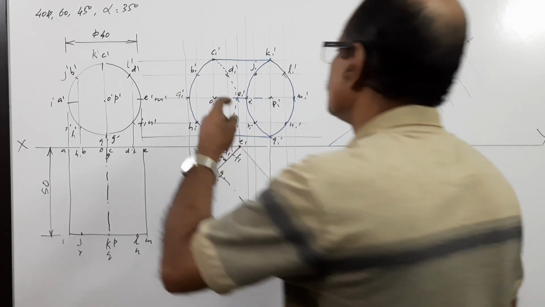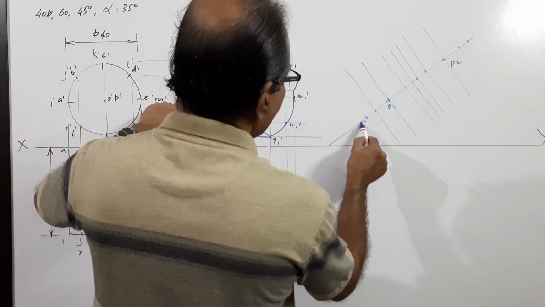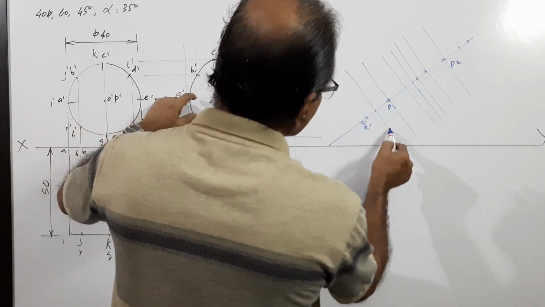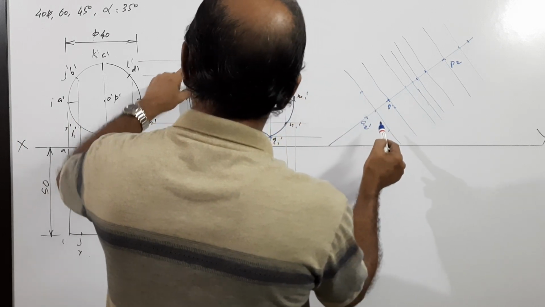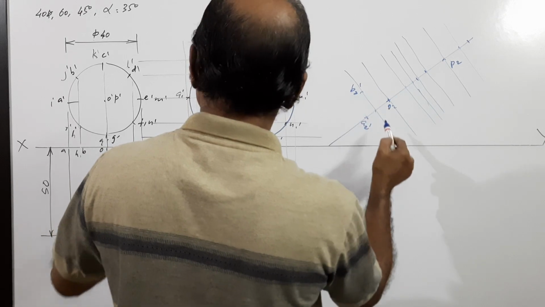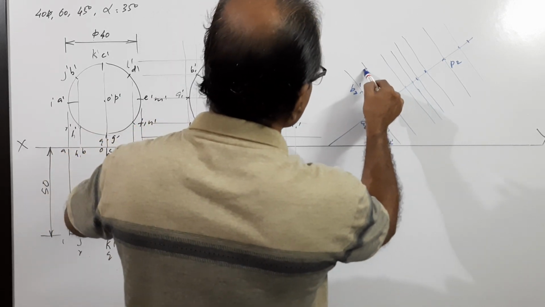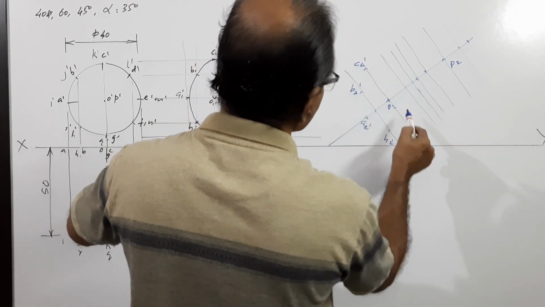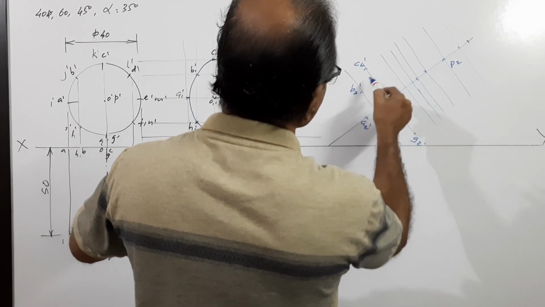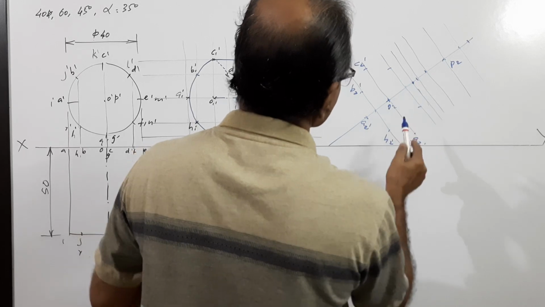Okay. Now, this is what? A2 dash. This distance is equal to this distance, so mark on this. What is this? B2 dash. This is H2 dash. This distance is equal to this distance. Mark on this. This is C2 dash. This is G2 dash. This distance is equal to this distance. Mark them there.